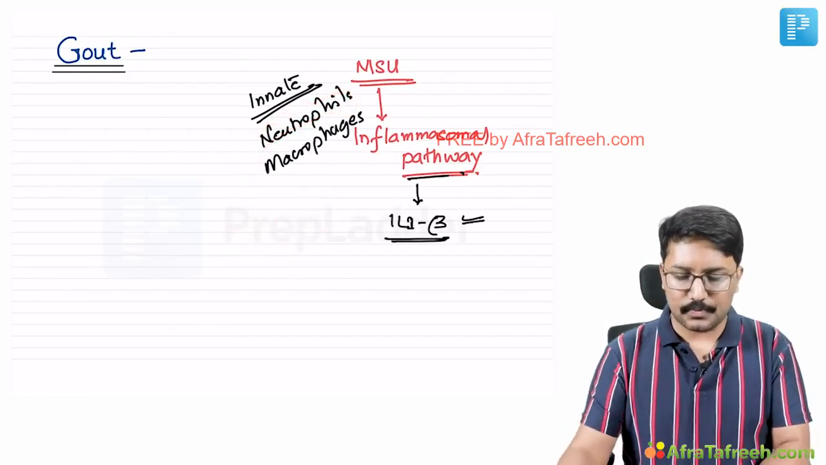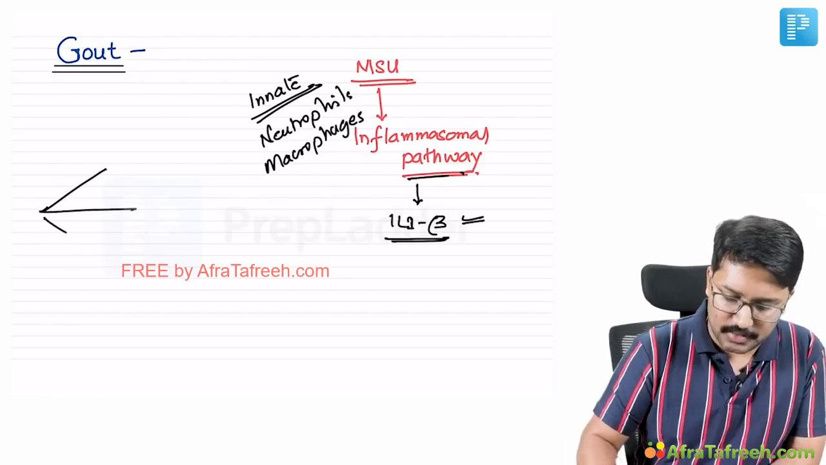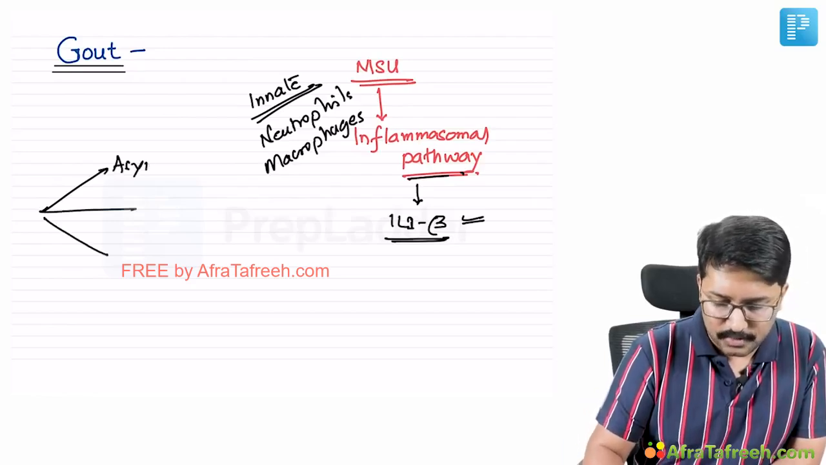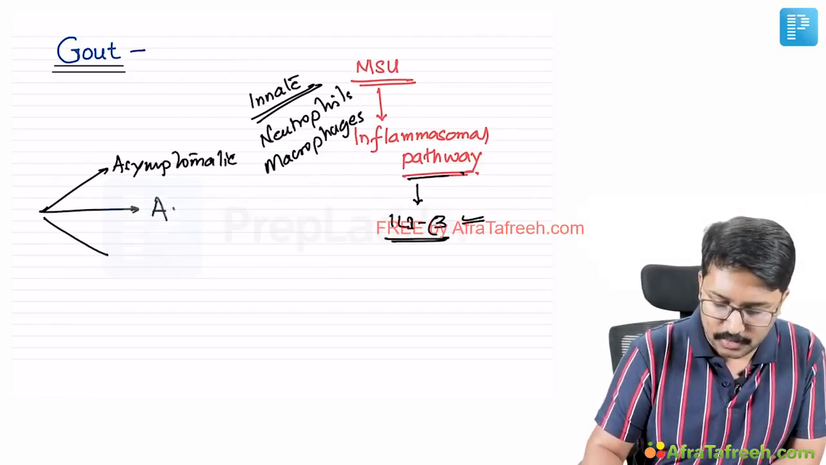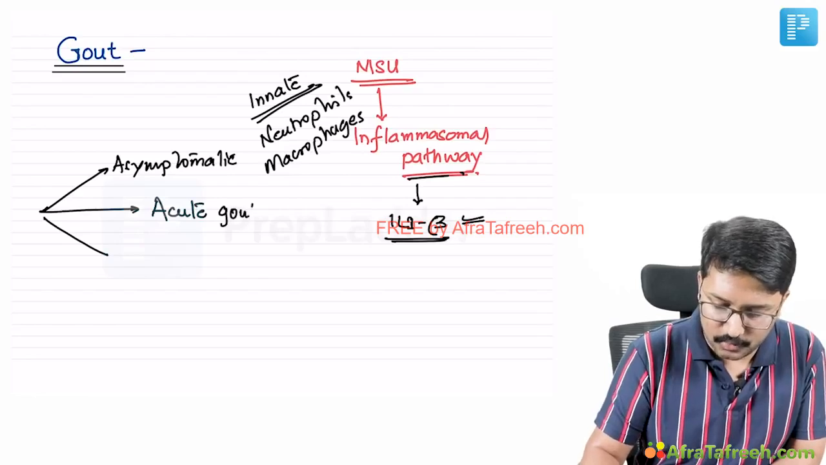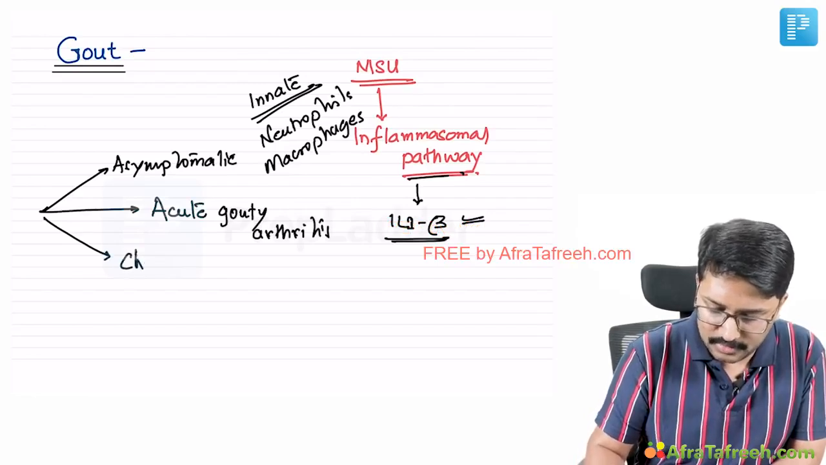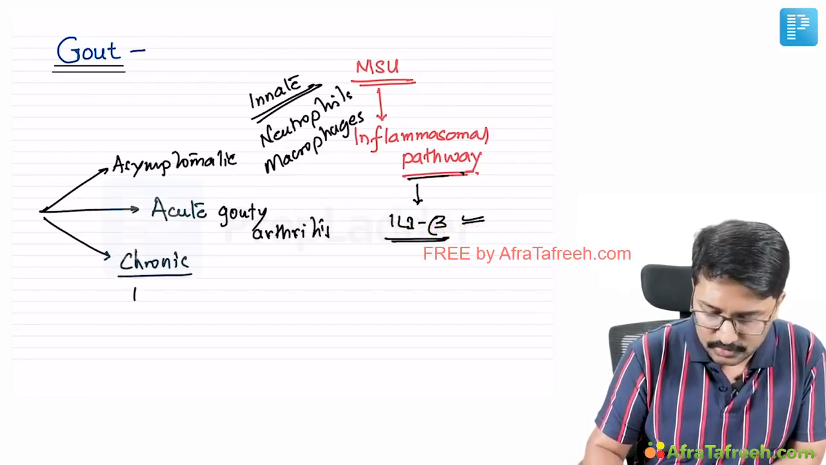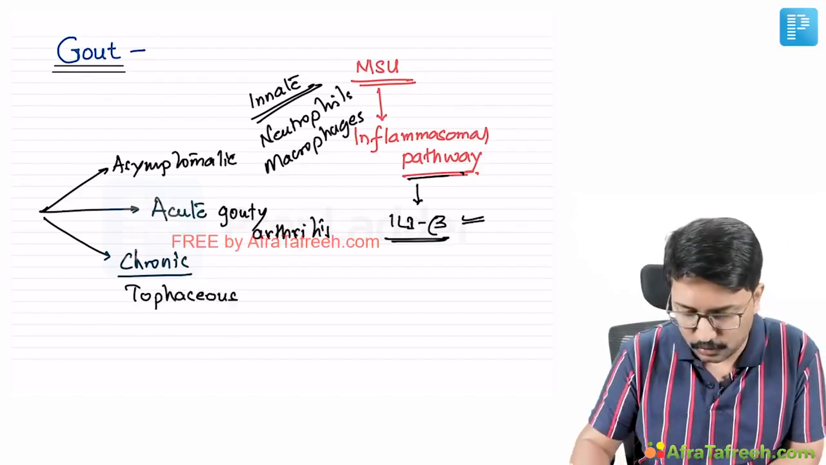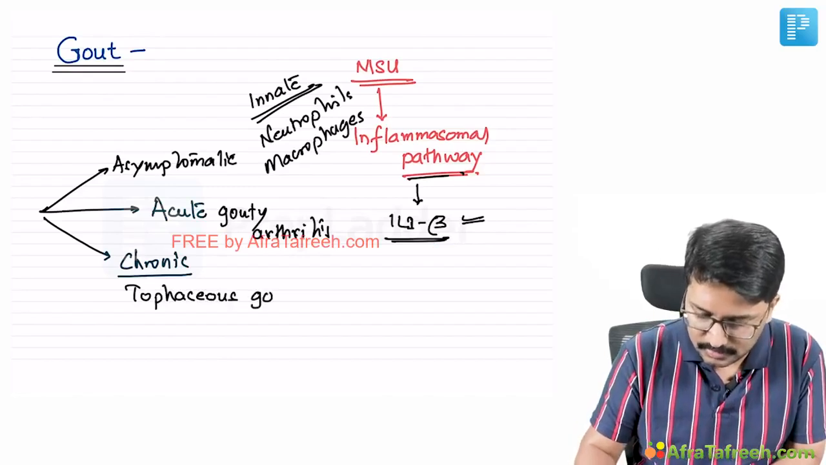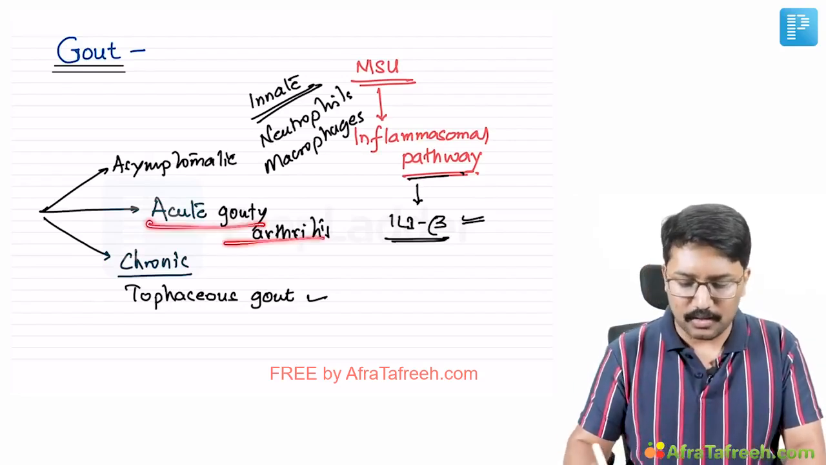Clear? Okay. So gout presentation can be in three forms, right? It can be in an asymptomatic form, in other words, basically the patient is hyperuricemic. Or it can be in the form of acute gouty arthritis, or it can be in the form of chronic gouty arthritis, or what we also call chronic tophaceous gout, where there is formation of nodules called tophi. Clear?